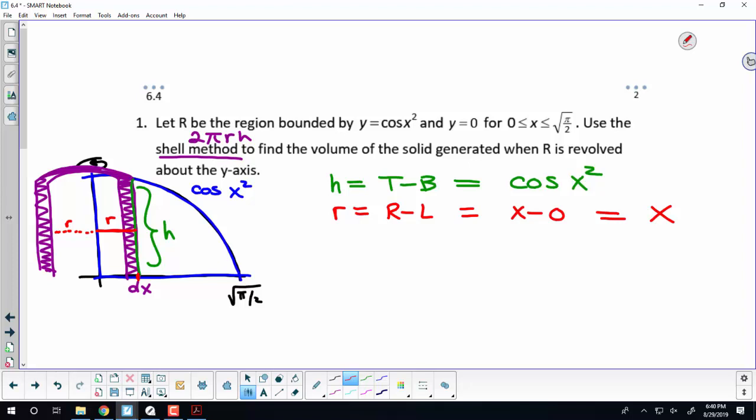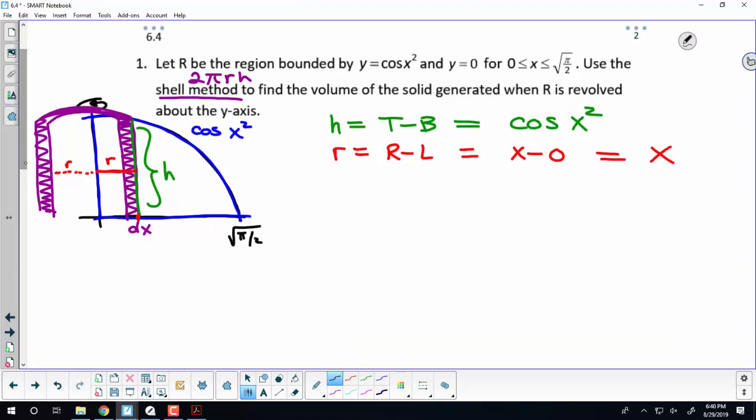All right, then we just put it all together. The volume is 2 pi times the integral. Everything's in terms of x. So 2 pi times the radius times the height with respect to x. And our cross sections range from where to where in terms of x? 0 to square root of. Yeah, so they're running like this. So they're ranging from 0 to square root of pi over 2.